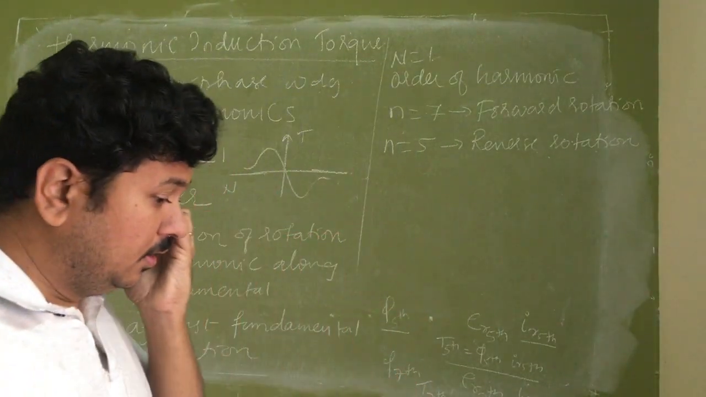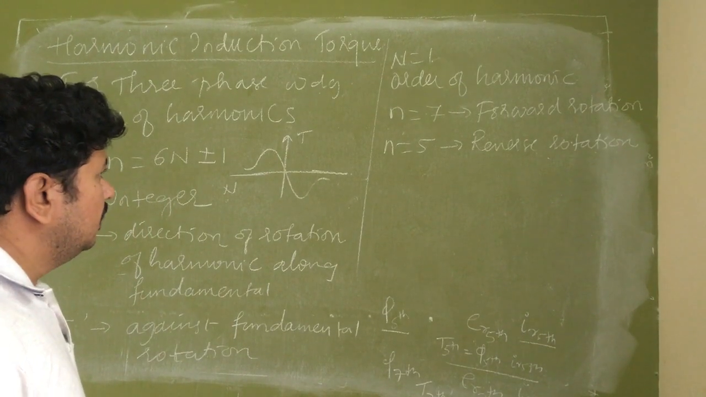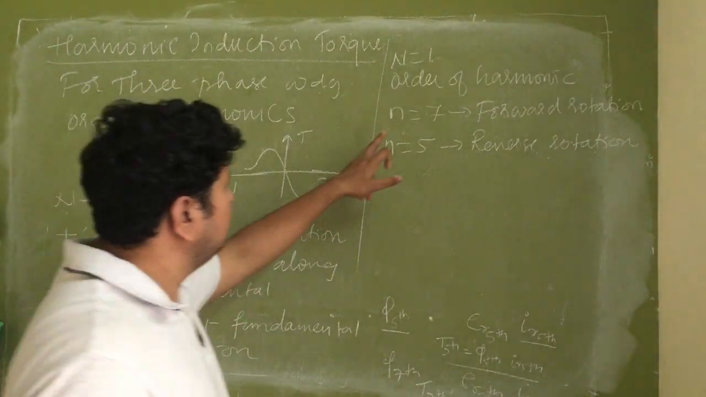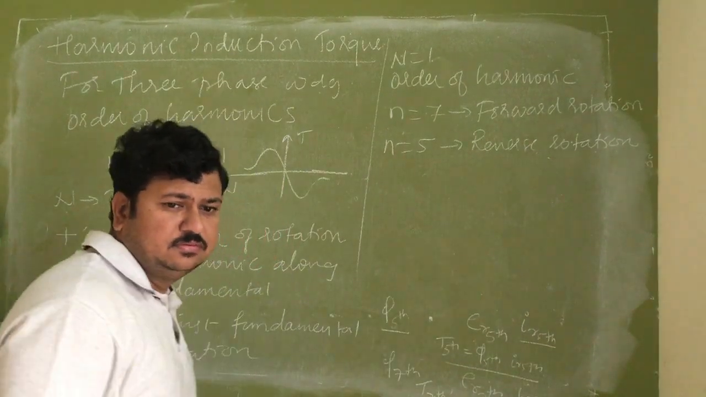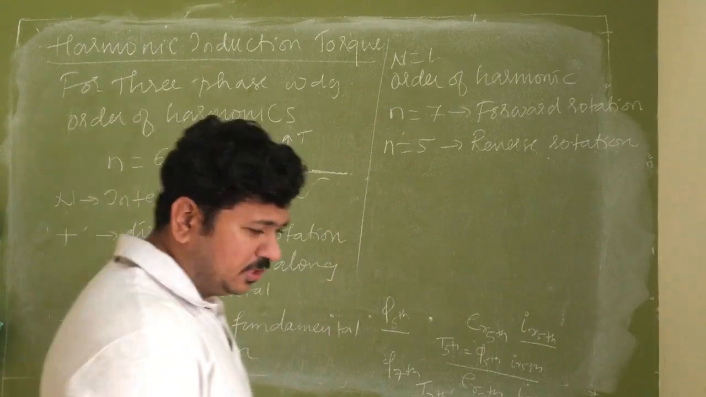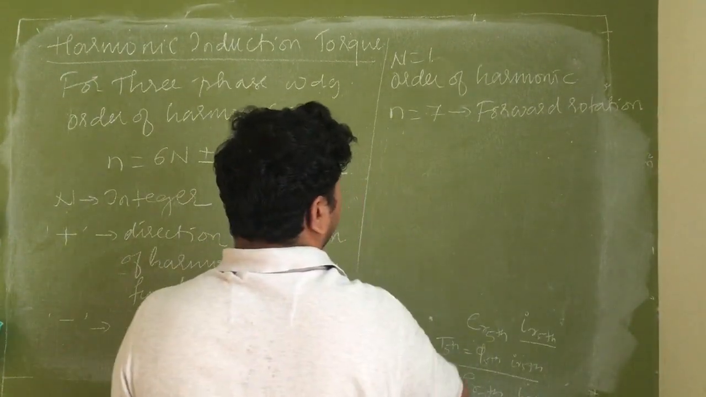Okay, so now what happens is, the 7th order harmonic has a forward rotation, but what is the speed of the rotation? Okay, the speed of rotation is, I will take slightly below here, forward rotation with the speed.